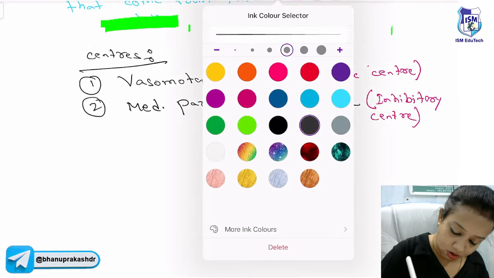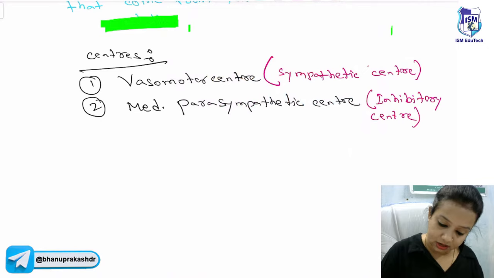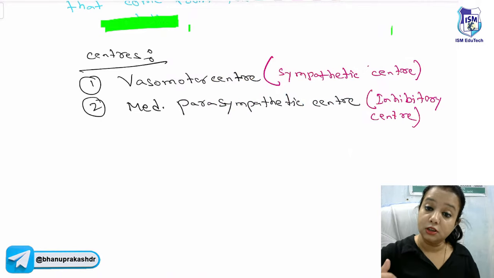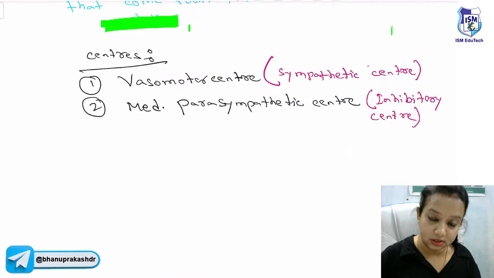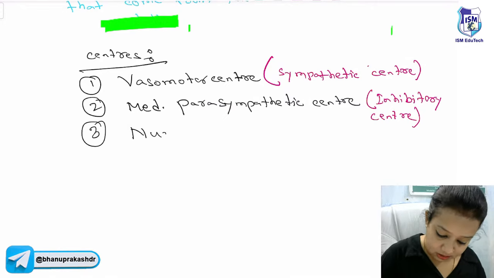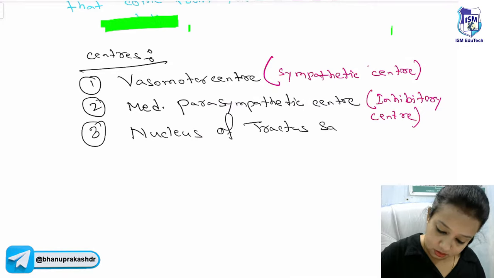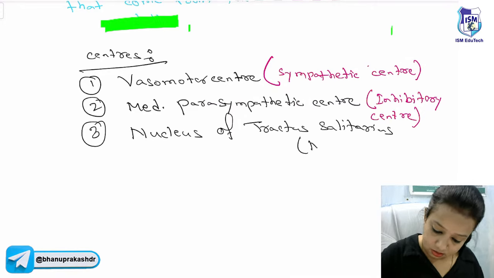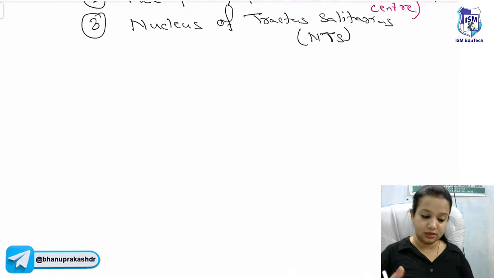And the center that receives and integrates the information from all these centers or cells is the nucleus of tractus solitarius. These are the important centers. Okay, these are the centers.